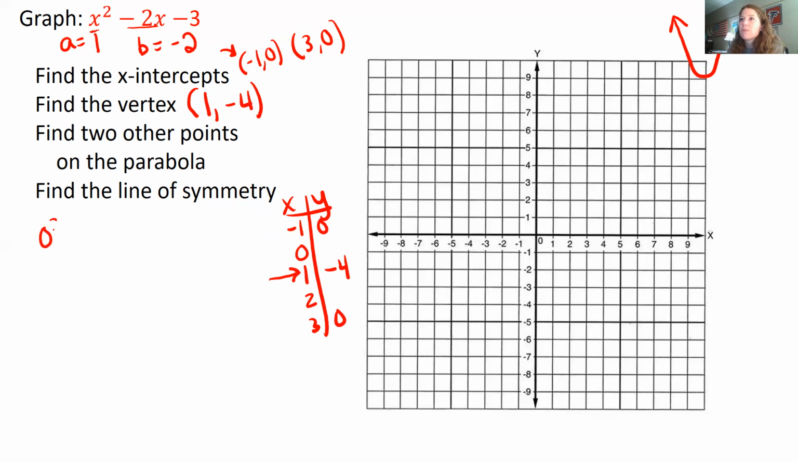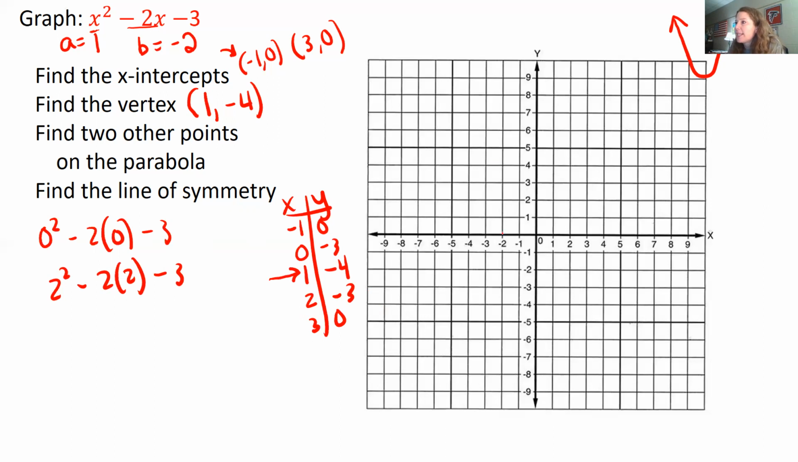So we're going to do 0 squared minus 2 times 0. So everything's 0 so far. And 0 minus 3 is -3. And then I'm going to plug in 2 for x: 2 squared minus 2 times 2. So that's 4 minus 4 is 0. And 0 minus 3 is -3. So there are our two other points besides the 3 we had.